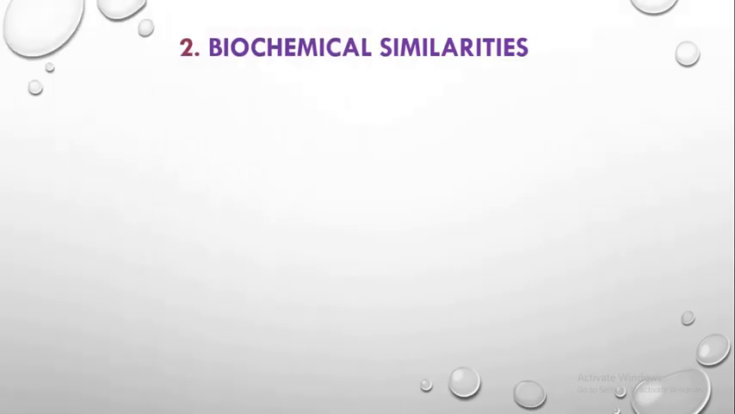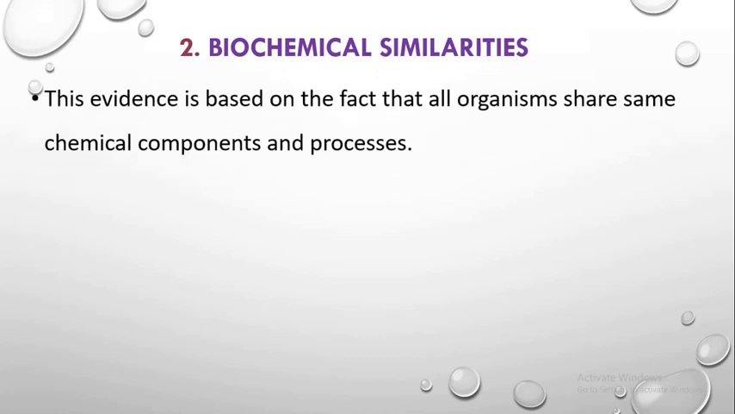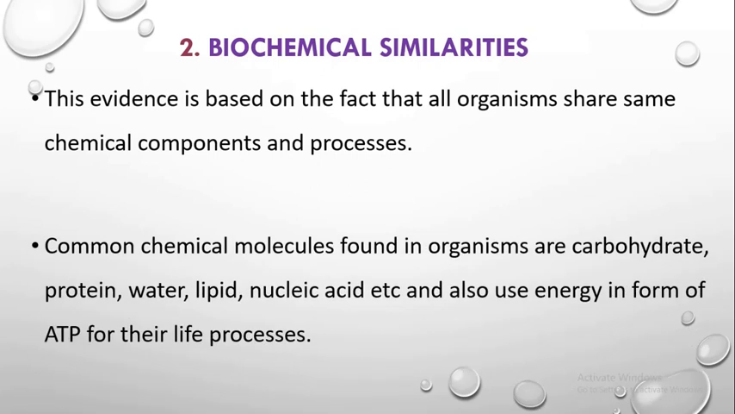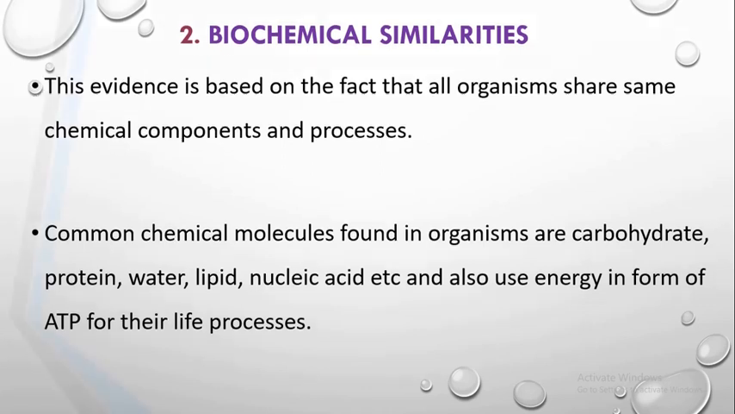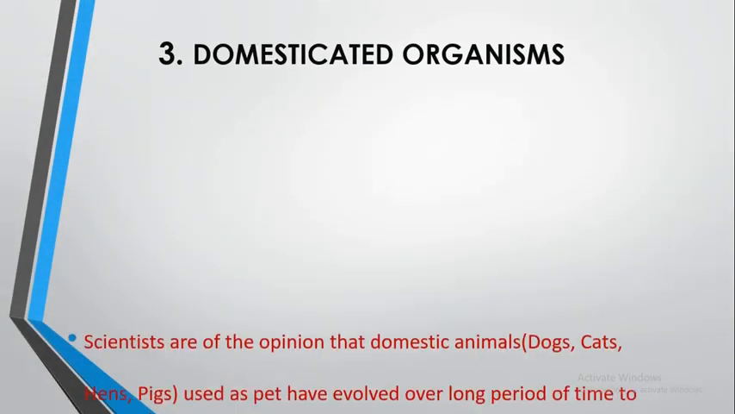The second evidence we are looking at is called biochemical similarities. This evidence is based on the fact that all organisms share the same chemical components and processes. Now, these common chemical molecules or components found in organisms include carbohydrates, protein, water, lipid, nucleic acids such as RNA and DNA, and also they use energy in form of ATP for their life process. Remember, ATP stands for what? Yes, adenosine triphosphate.